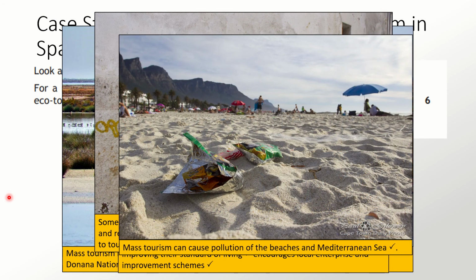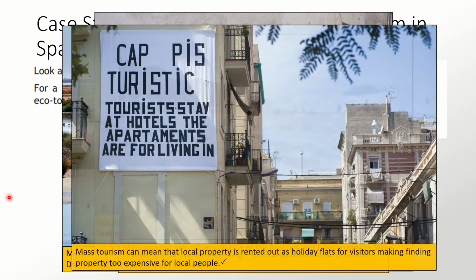A more simple point, mass tourism causes pollution. Tourists often don't respect the fact that they're in somebody else's home, somebody else's area, and this causes littering on the beaches, littering in public areas and parks.